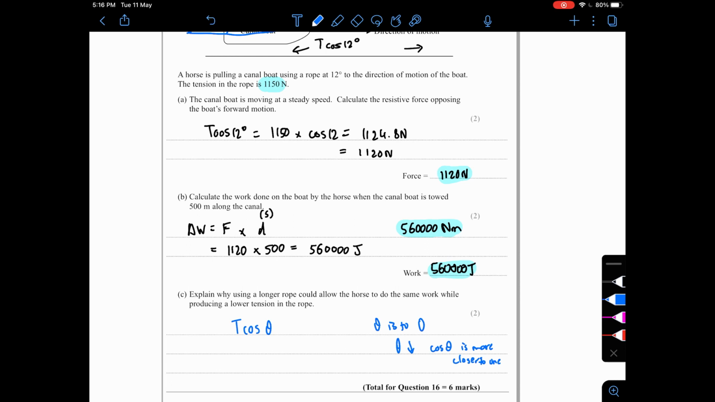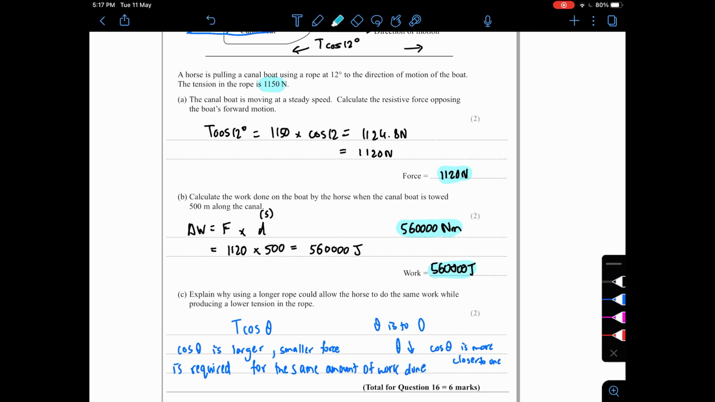So what we can write is: the longer rope means a smaller angle, so cos theta is larger. And because the angle is close to 0, we need a smaller force. A smaller force is required for the same amount of work to be done.